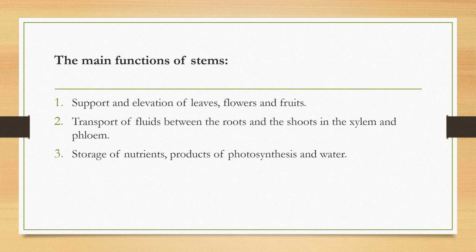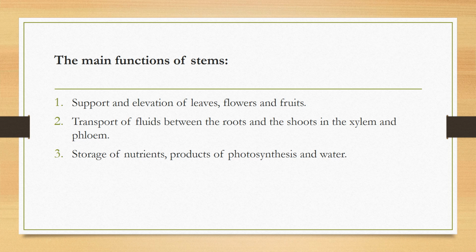So what are the main functions of the stem? Stems have 5 main functions for the plant. Number 1 is to support an elevation of leaves, flowers, and fruits. So how does the stem support the leaves, fruits, and flowers? Because the stem keeps them at the light.